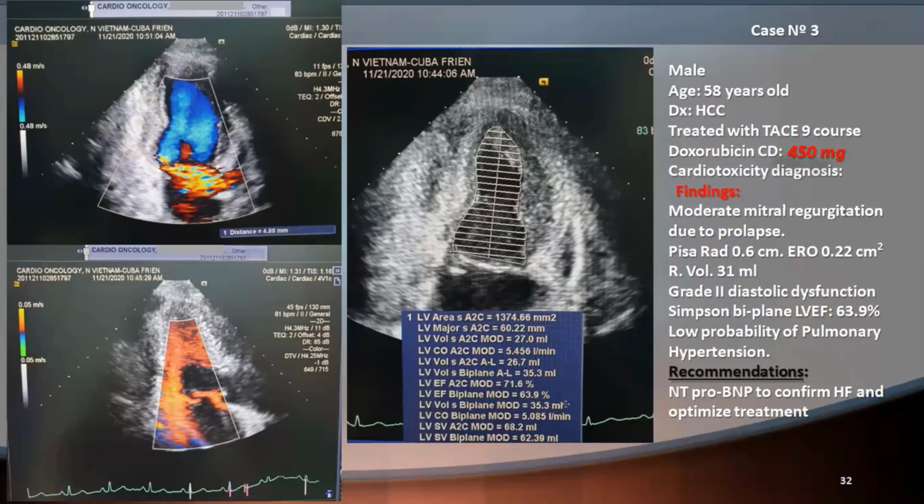The third case has the highest cumulative dose of doxorubicin, 450 milligrams, and has moderate mitral regurgitation because of prolapse. Look, the prolapse here. The PISA radius is 0.6 centimeter, ERO is 0.22 square centimeter, volume is 21. Grade 2 diastolic dysfunction, biplane ejection fraction is normal, and low probability of pulmonary hypertension. Our recommendation in this patient, to demonstrate heart failure or no heart failure, is to perform a biomarker such as NT-proBNP.